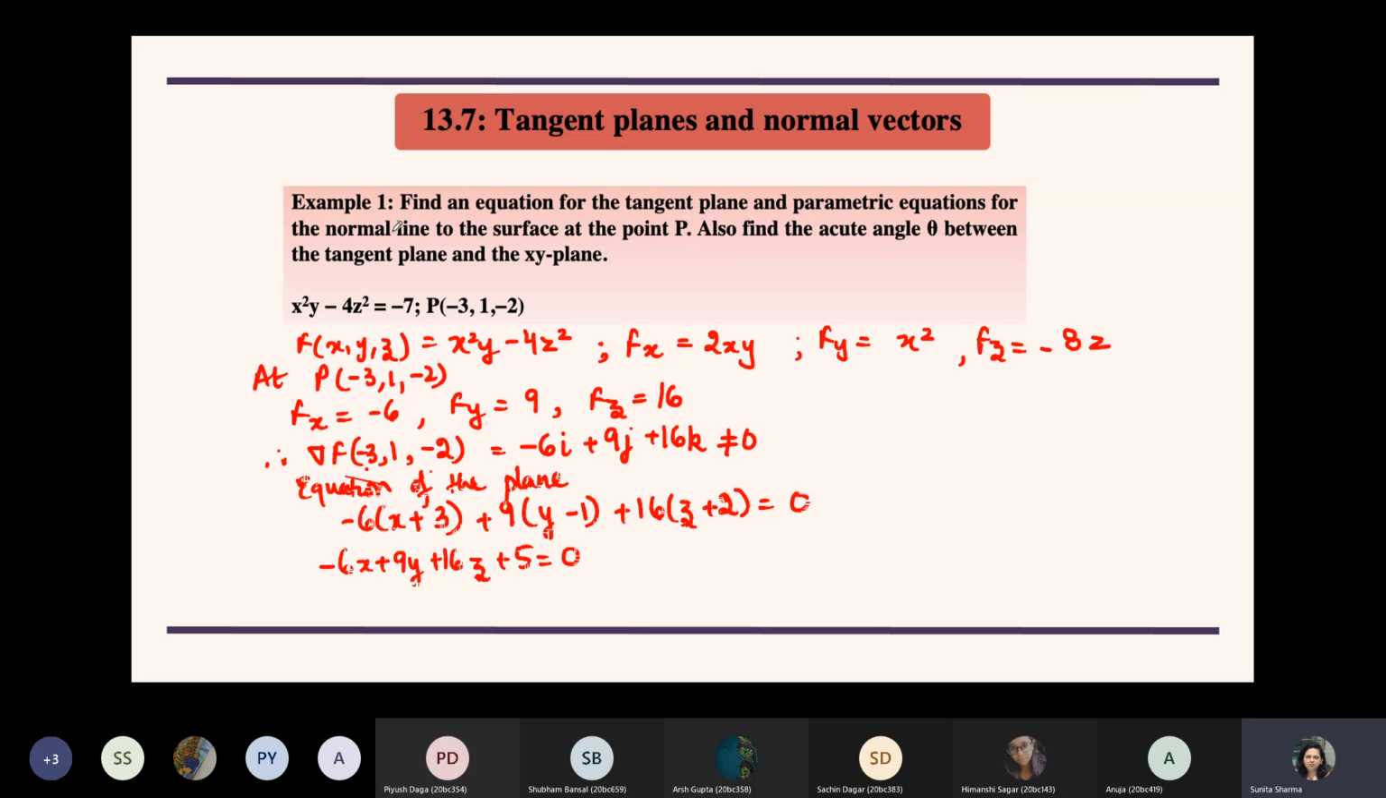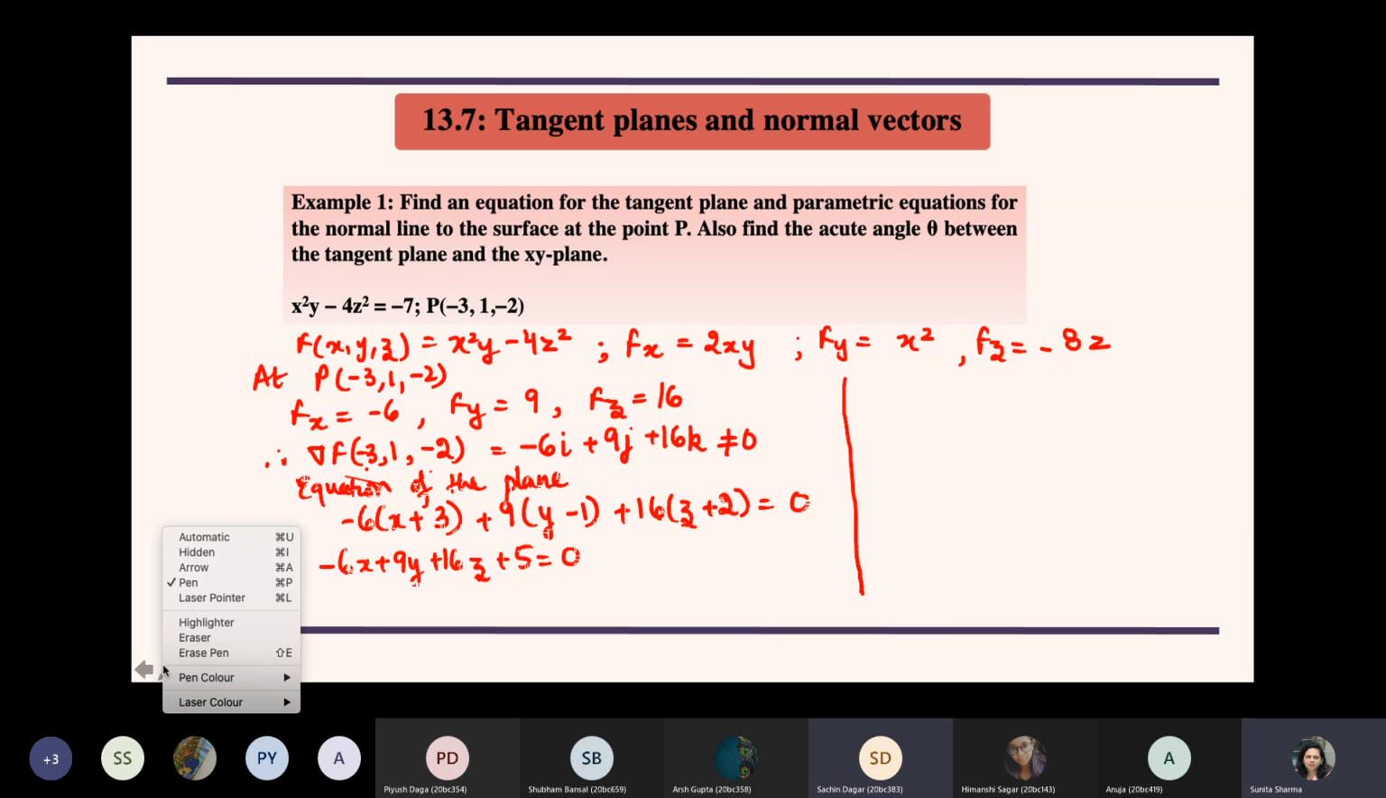So we have the equation of the plane with us now, and we now have to also find the equation of the normal line. So what is the direction of the normal vector to the plane? How do we get the direction of the normal vector to the plane? What is this gradient of f at this point? Normal vector. Okay.